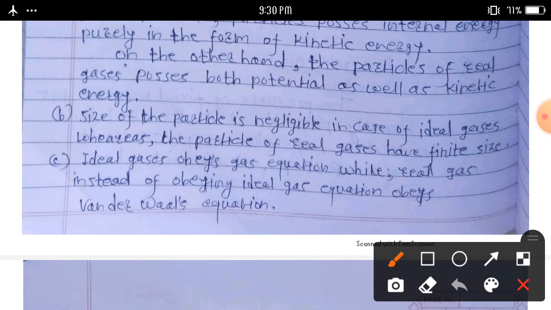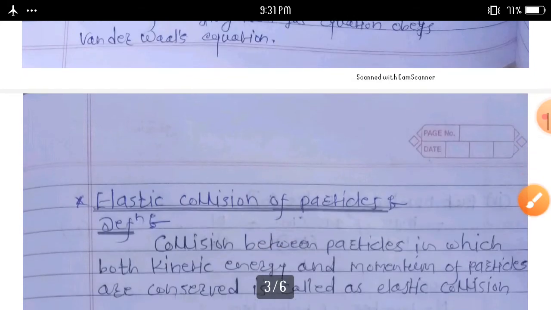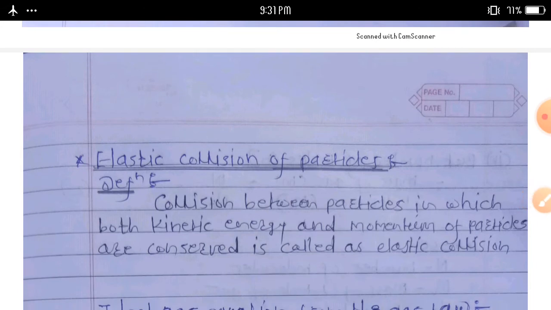And the third point: ideal gases obey the gas equation, while real gas, instead of obeying the ideal gas equation, obeys van der Waals equation. This is an interesting point in how ideal gas is different from real gas. Here ideal gas obeys gas equation, and real gas obeys van der Waals equation. In this way ideal gas is different from real gas. Question asked on this topic: how is ideal gas different from real gas?